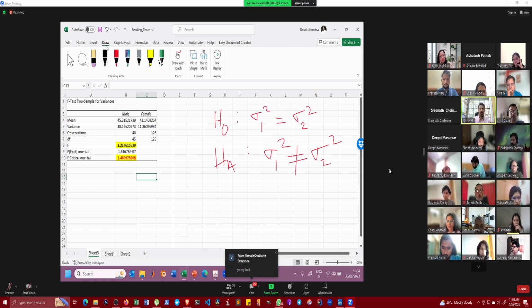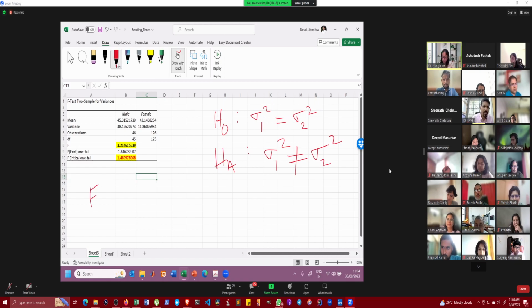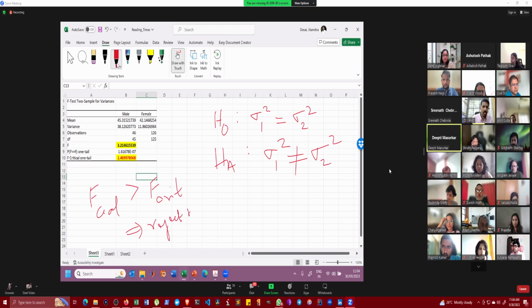So what is our process, by the way, to reject the null? The F calculated value must be more than the F critical value. Is that true here? Yes. F calculated is 3.2, more than F critical, implies reject the null. Reject the null. Which means what? It's not equal. That they are not equal. Sigma 1 squared is not equal to sigma 2 squared. They are not equal. So which means that the variances of male and females are statistically different.